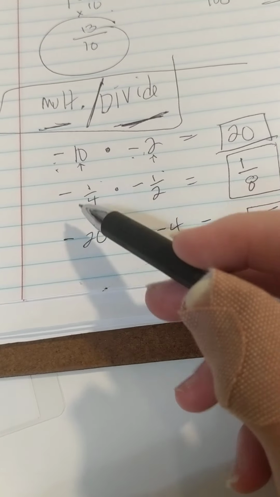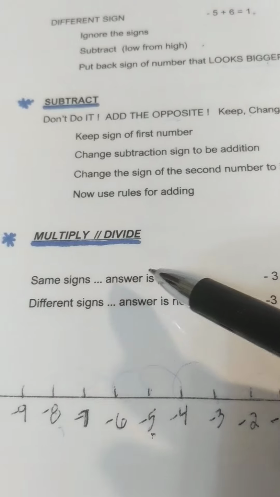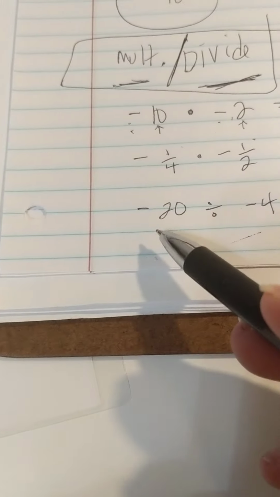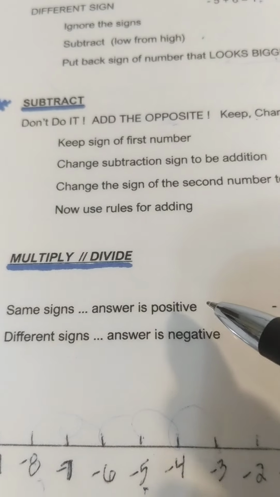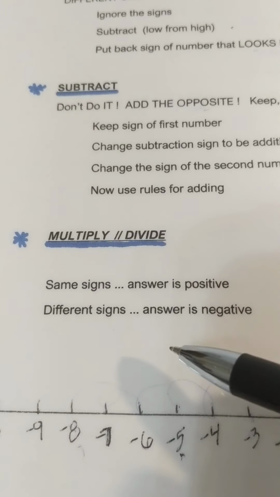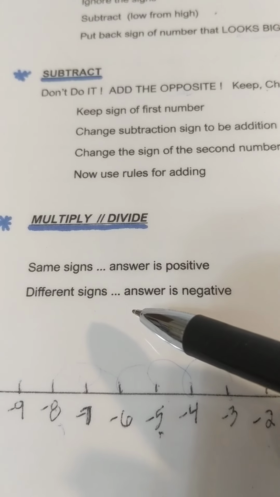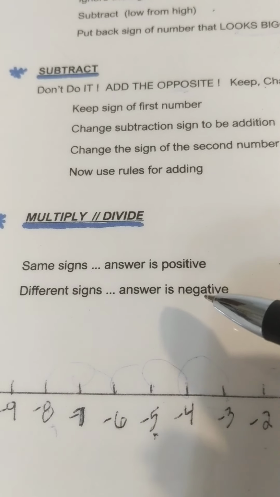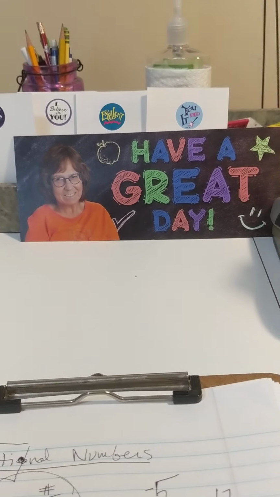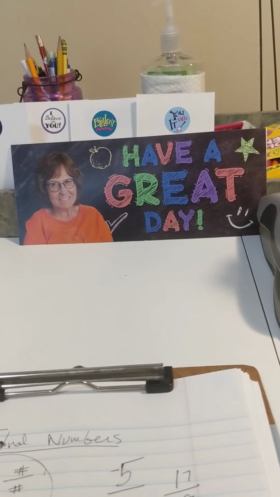So this is multiplying same sign and getting a positive answer. This one is dividing same sign and getting a positive answer. Okay, the other thing that might happen is when you multiply or divide different signs, in that case the answer is negative. Let me show you a couple examples of that.